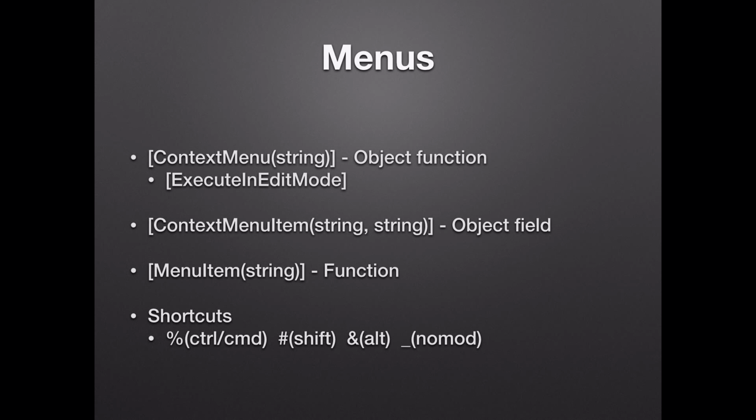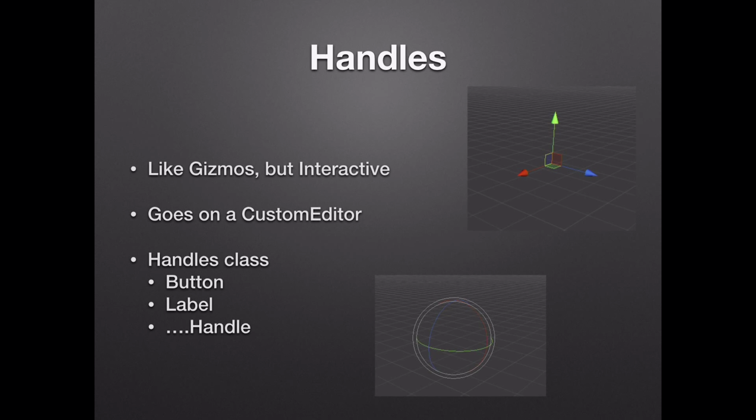Another nifty little feature are called handles. They're very similar to gizmos in that they draw in the editor or in the scene view, but not in the game. But these are actually interactive. So if you think about the position drag you get to move an object around, or the rotation, anything like that, those are handles.